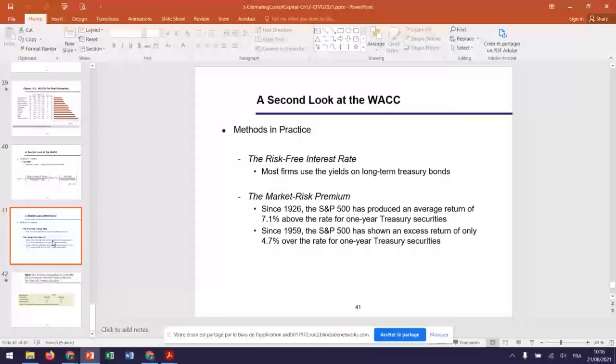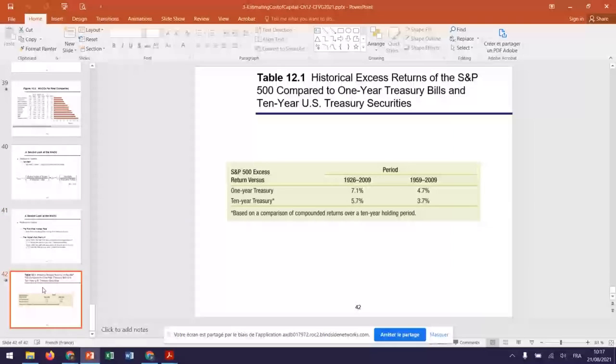The market risk premium, the excess return, is also usually reducing over time. If you use more recent data, the market risk premium can go down. Okay, and so on. I just want to give you some idea. That comes from the textbook, and I want to remind you.